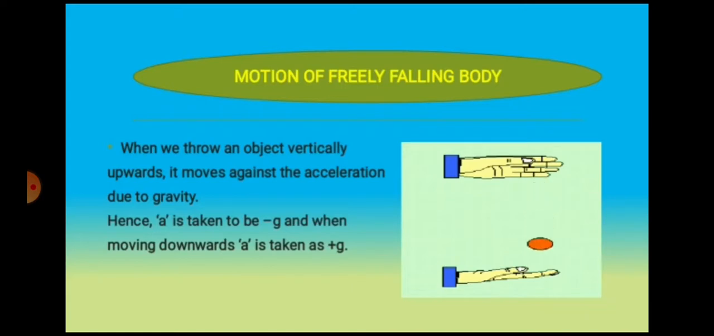What is the third equation? v² = u² + 2as. So you have to put u as 0 and for a you have to replace g. So you will be getting the equation v² = 2gh. When we throw an object vertically upward, it moves against the acceleration due to gravity. Hence, a is taken to be negative g, and when moving downwards, a is taken as positive g.